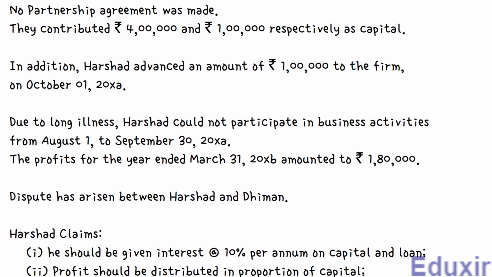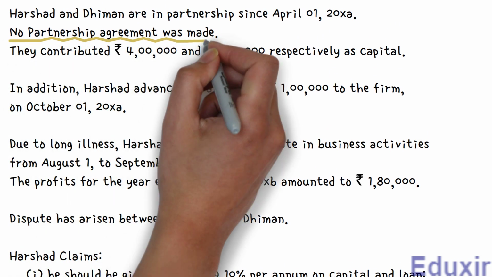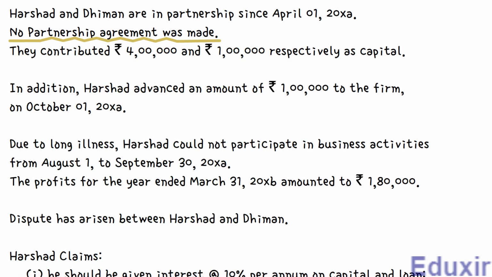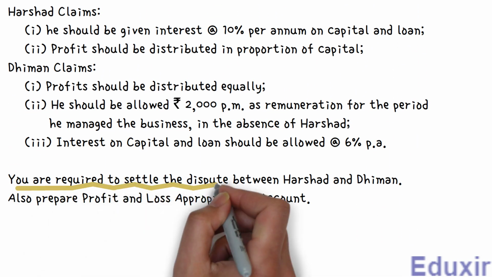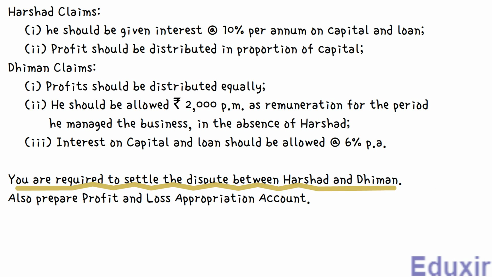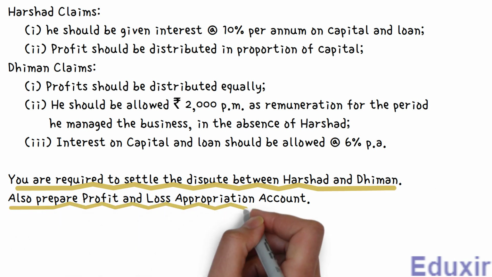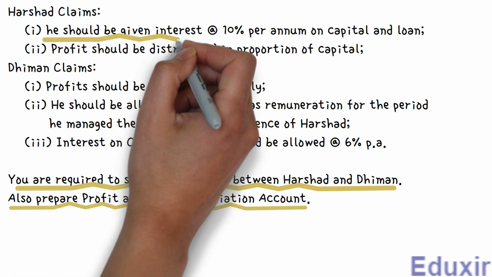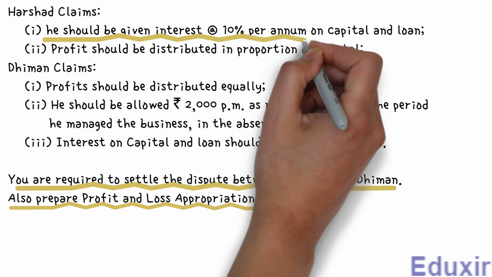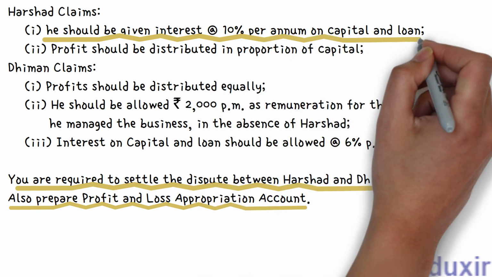So, as per the given problem, there was no partnership agreement made. So, there was a dispute when the time has come to distribute the profits. So, we need to settle the dispute between Harshad and Dhiman. We also need to prepare the profit and loss appropriation account. As per the dispute, the partner Harshad is claiming that he should be given interest at 10% per annum on his capital as well as the loan given by him to the firm.